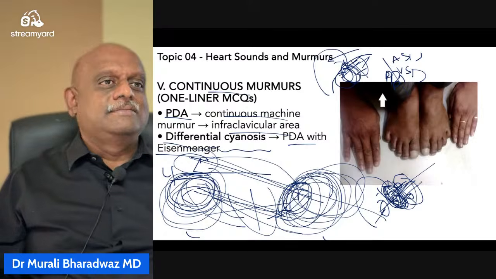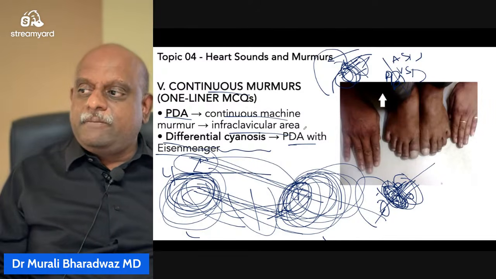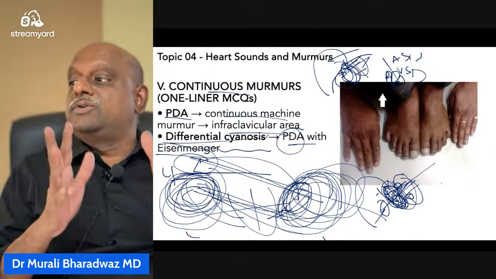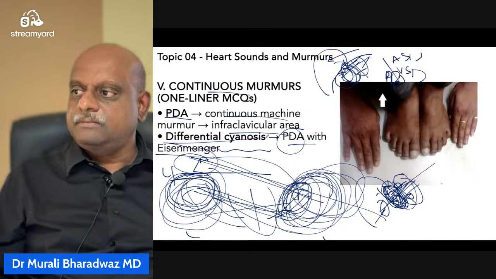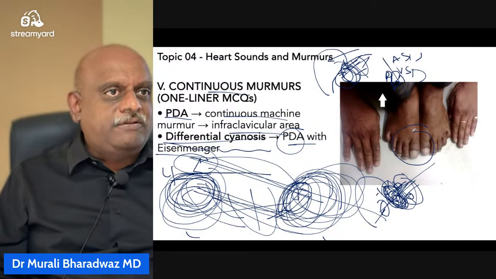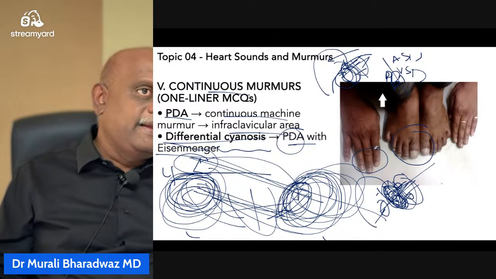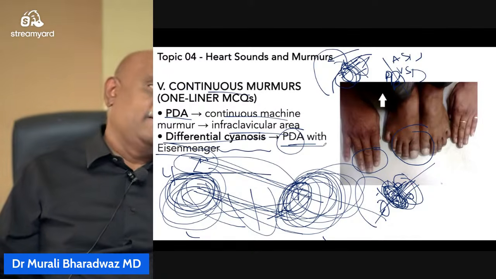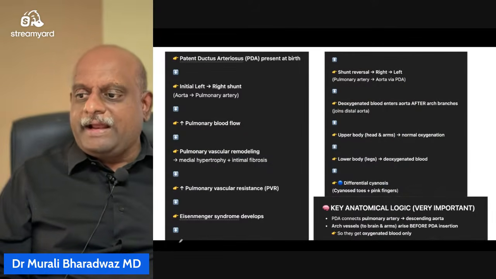దాన్ని ఈజన్మింగర్ అంటారు. ఖతం. Next, whenever a patient of PDA develops Eisenmenger, they develop a differential cyanosis. What is the meaning of differential cyanosis? Let us talk. You can see the lower limbs are showing clubbing, which is a sign of cyanosis. Upper limbs are not. That is called differential cyanosis. When will it occur? When PDA with Eisenmenger is there, it will develop. Let us look at the mechanism of why it happens.